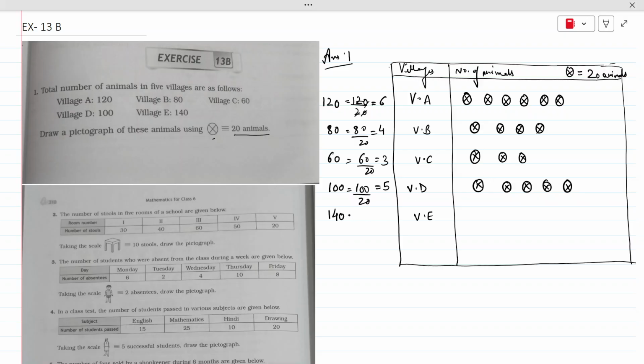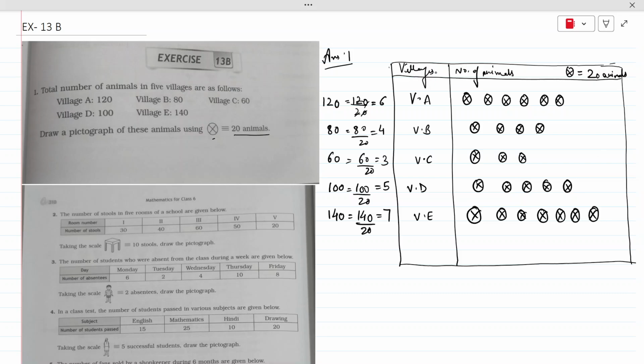The last one is E, which is 140 by 20. This will give us 7. 1, 2, 3, 4, 5, 6 and 7. So these are the 7 crosses. So this is how, kids, we have to draw this pictograph.